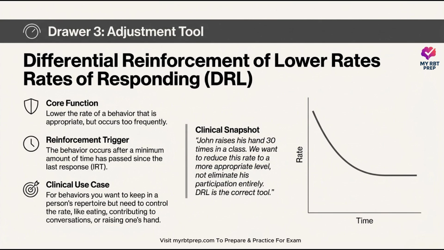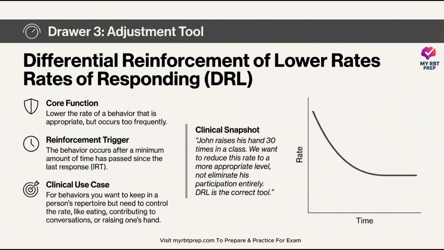Shift your focus to the graph on the right. Notice that trend line. It drops steeply at first, but then flattens out. Crucially, look at where it ends. It never touches the bottom axis. That gap is intentional. It signifies that the behavior remains active in the person's repertoire, just at a socially acceptable level. Technically, we achieve this by targeting inter-response time.